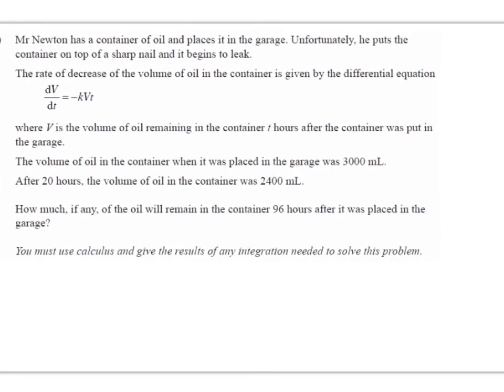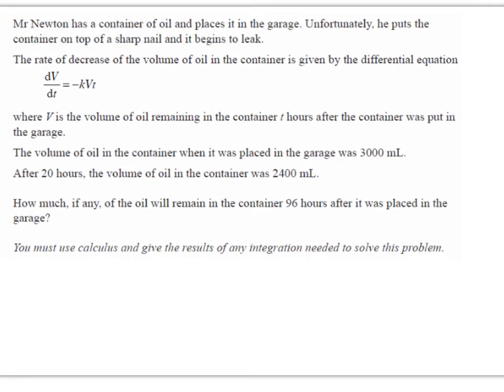Okay, we've got a geeky maths joke. Mr. Newton has got a container of oil and he puts it in the garage. And it's on a nail, so it starts to leak. This is how the rate of decrease happens. The change in volume, dV by dt, is equal to negative kVt. V is volume of oil and T is the number of hours since it went into the garage.